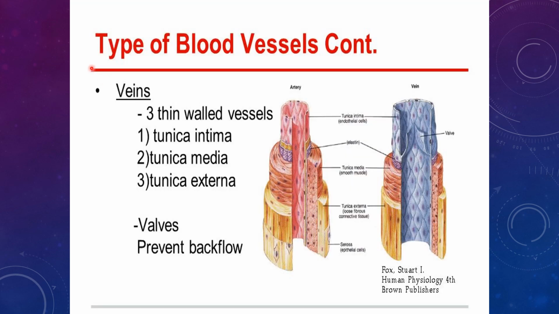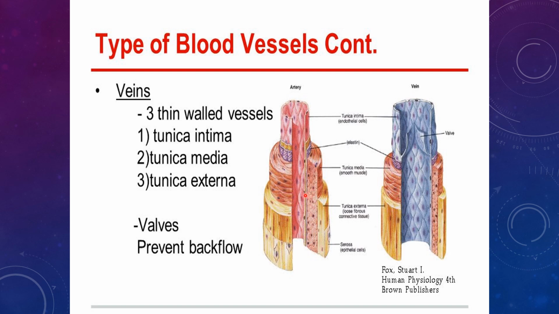So let's go to the types of blood vessels, continuation. Here you can see the veins. The veins are thin-walled vessels. Similar to your arteries, they have tunica intima, tunica media, and tunica externa. If you compare the image between the two, your artery is quite thicker compared to your vein, which is slightly thinner compared to your arteries.